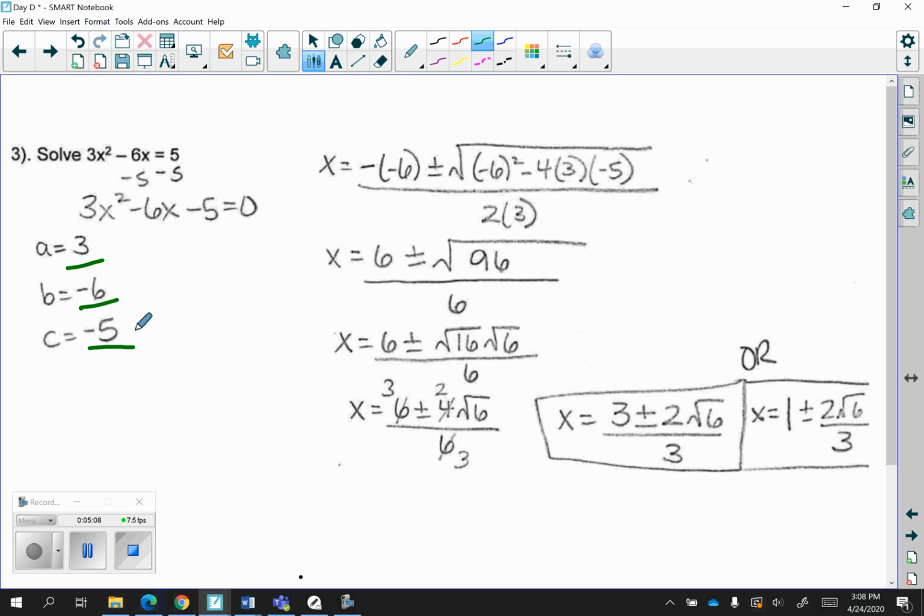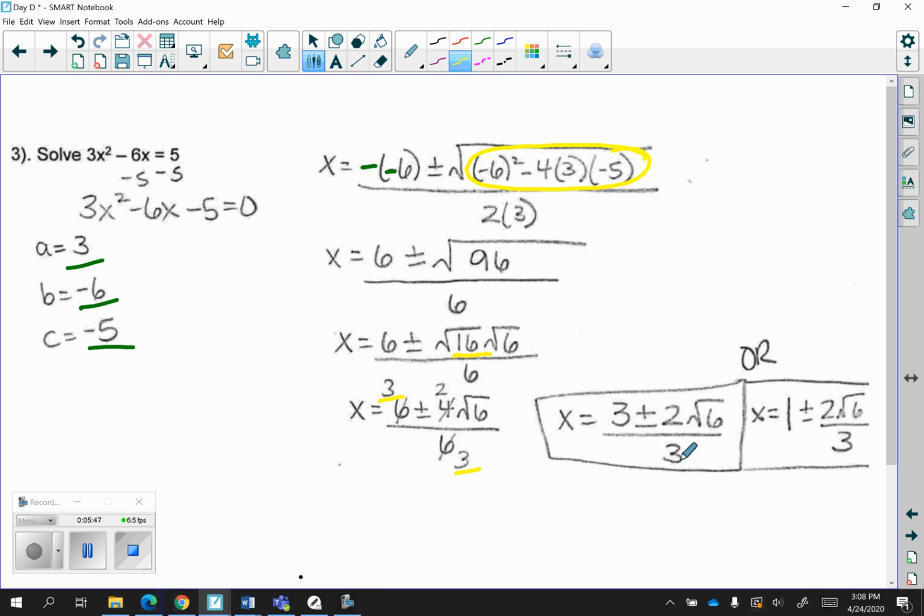Just be careful, if I have a negative 6, that turns into a positive 6. Remember just to put what's underneath the radical in the calculator. I get radical 96. What's the largest perfect square to go into 96? That would be radical 16, which turns into 4. And then what number goes into 6, 6, and 4? I can divide each of those by 2. So 2 goes into 6 3 times. 2 goes into 6 3 times. 2 goes into 4 2 times. So my solution is x is equal to 3 plus or minus 2 radical 6 over 3.